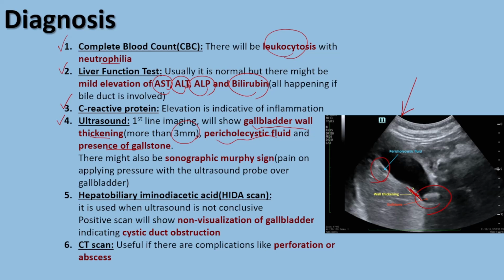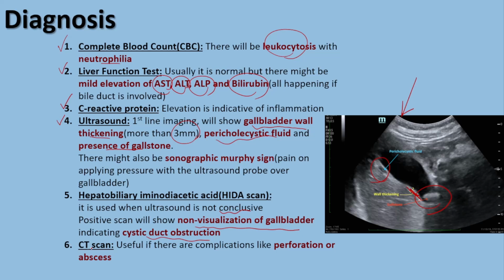So another imaging that we can use in case of cholecystitis is hepatobiliary iminodiacetic acid scan or HIDA scan, and this is usually used when ultrasound is not conclusive. So this gives us a visualization of the gallbladder. So in case of positive HIDA scan, you are not going to see gallbladder. It means that the contrast has not entered into the gallbladder, and it means that we have cystic duct obstruction. So on the HIDA scan, you are going to see non-visualization of the gallbladder and cystic duct obstruction.